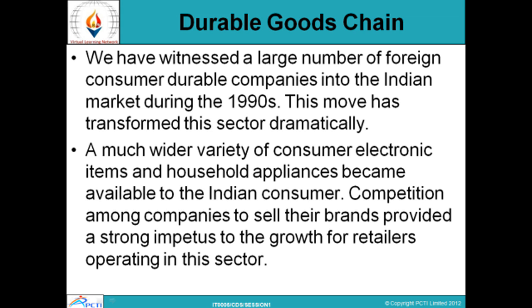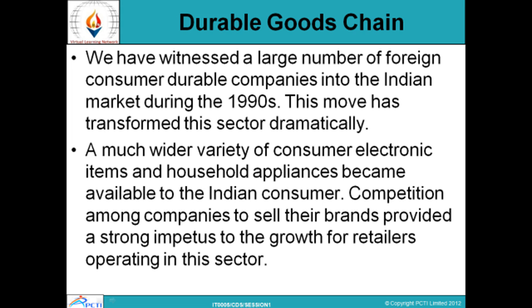Durable goods chain. We have witnessed a large number of foreign consumer durable companies entering the Indian market during the 1990s. This move has transformed this sector dramatically. A much wider variety of consumer electronic items and household appliances became available to the Indian consumer. Competition among companies to sell their brands provided a strong impetus to the growth of retailers operating in this sector.